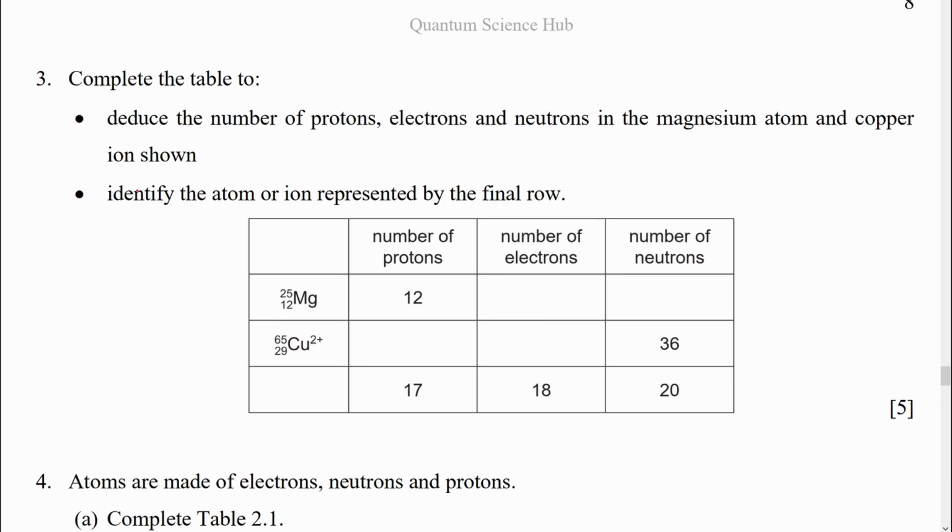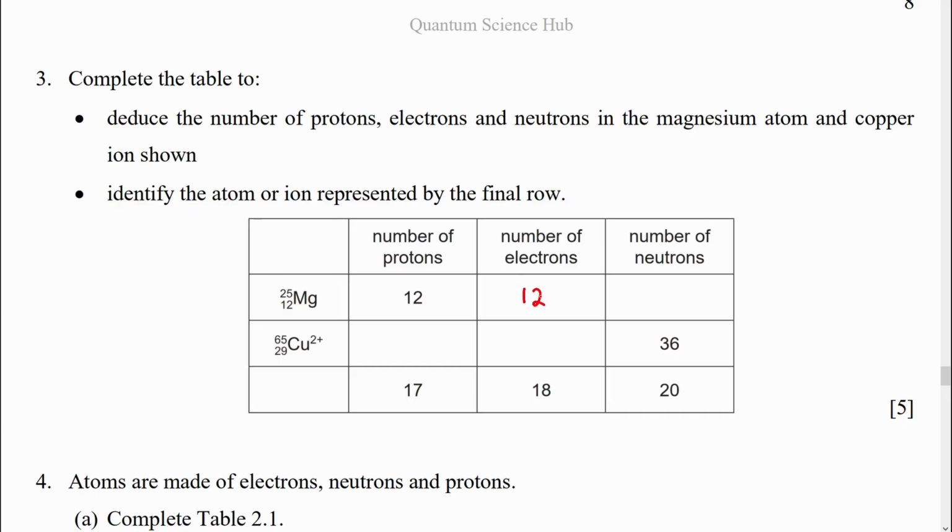Next, question 3. Complete the table to deduce the number of protons, electrons, and neutrons in the magnesium atom and copper ion shown. Identify the atom or ion represented by the final row. Okay, so in this case, remember, in an atom, the number of proton is equal to the number of electron. So this is an atom, right? The number of proton is 12. So in this case, the number of electron is also 12.